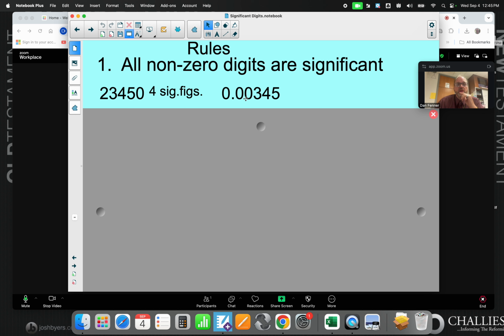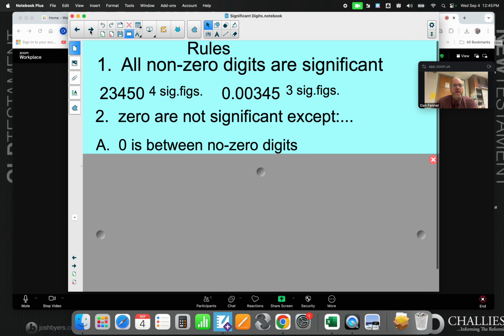Okay, and the number 0, 0, 3, 4, 5, I only have 3. Now what the 5, the 4, and the 3, and the 2 are telling me, this 0 is what we call a placeholder. Tell me how far the 5 is from the decimal place. So while they're important, they're not significant. Same thing here. I've got 2 zeros and a 3. These 2 zeros tell me that the decimal place is 2 away from the 3 sig figs.